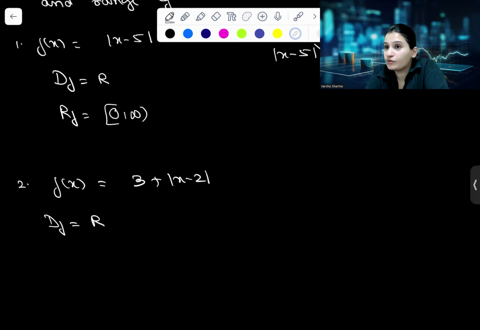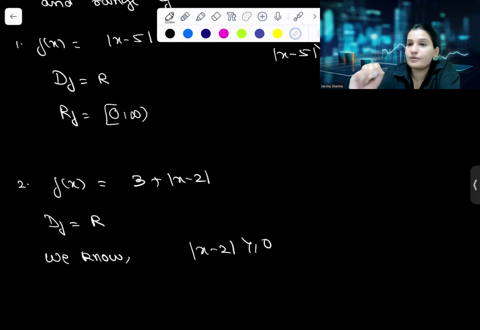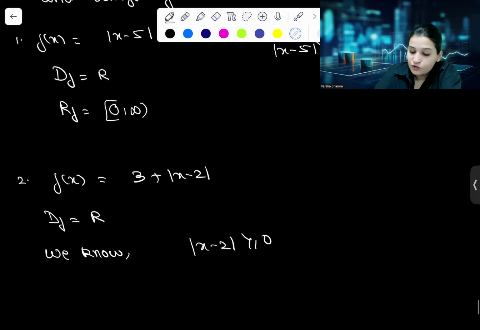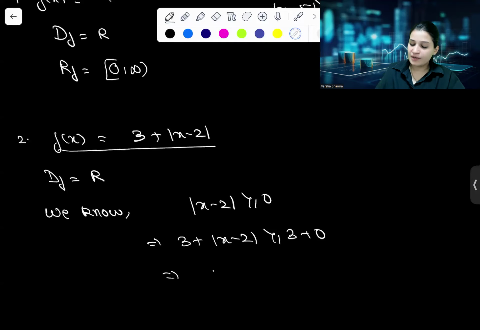There is something extra also. So, we know mod x minus 2 is greater than or equal to 0. Yes or no? Mod of anything is greater than or equal to 0. So now my function was not just modulus, my function is adding 3 to it. So I'll add 3 on both the sides. So now my function is more than or equal to 3.